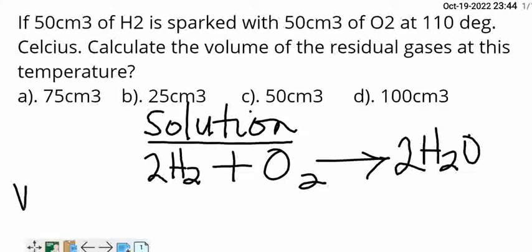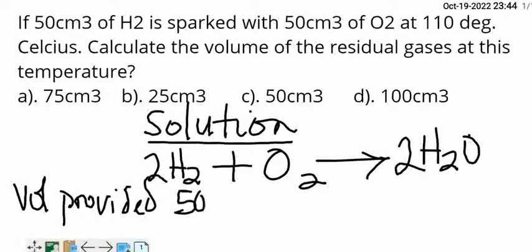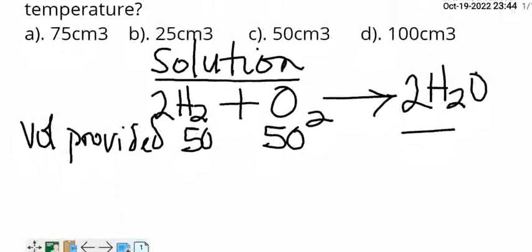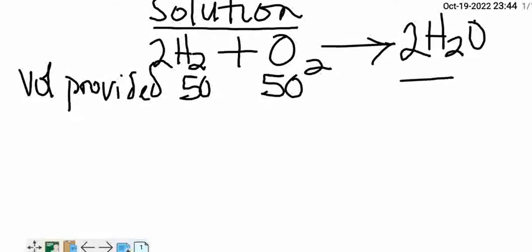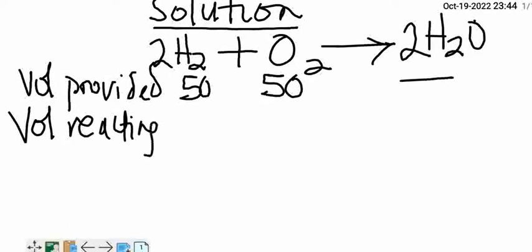Now what are the volumes provided for each of them? For hydrogen we are given 50 cm³, for oxygen 50 cm³. Now what is the volume that will react? We have to find the volume that will react for each of them. It's just like you given an amount of money to go and spend on an article. Will you spend all the money?